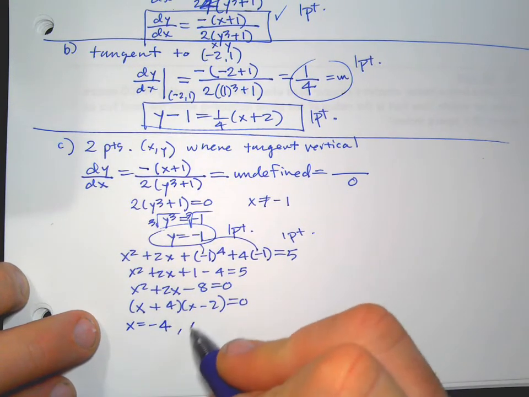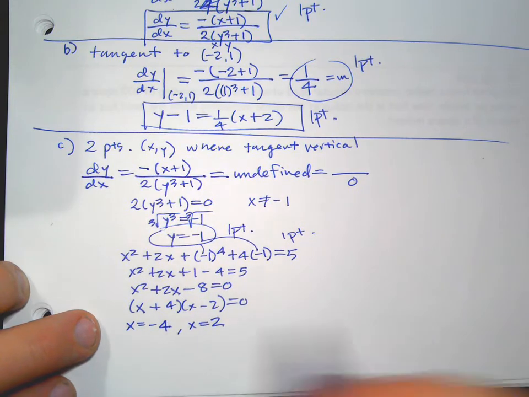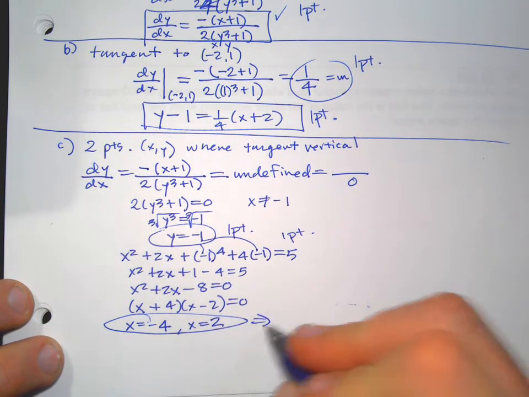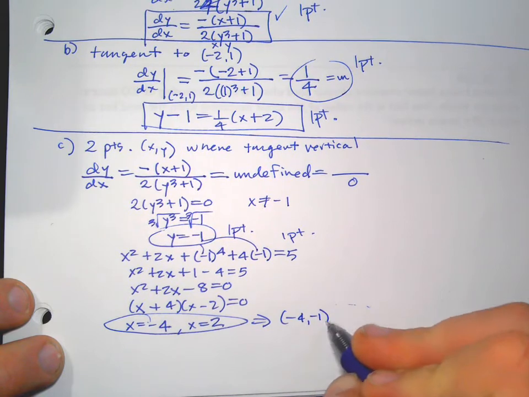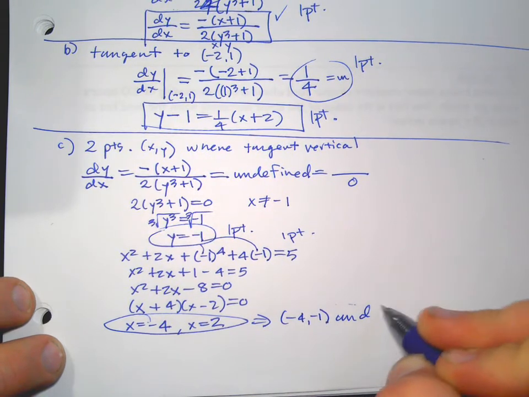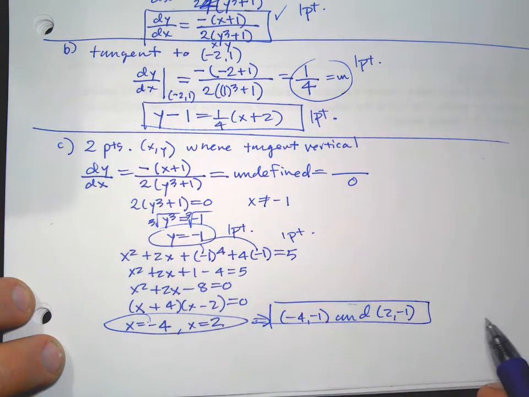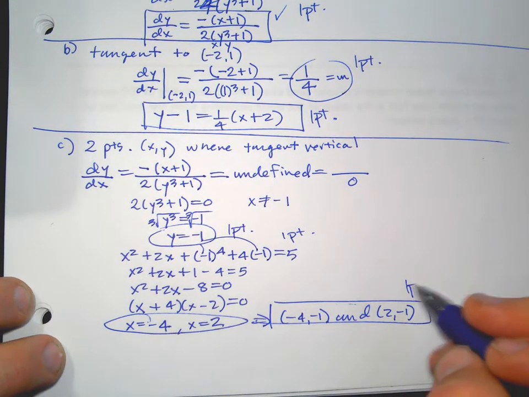Well, what's interesting is that this one y value gives you 2 different x's, which is totally possible. Two different x coordinates can give you the same y value. So the points are -4, -1, and 2, -1. So you want to write these xy pairs, and that is worth a point, your final answer.